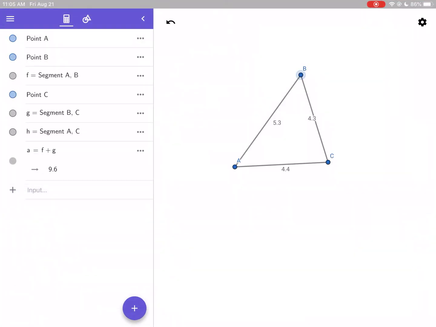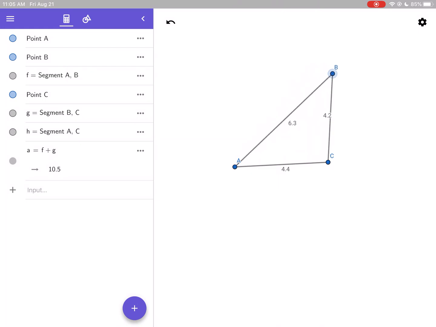So what I have here is this triangle, and I've measured the side lengths. If you notice on the bottom there, I've got length A is F plus G. So in other words, if I take side AB and side BC and I add them together, I would get 9.6.